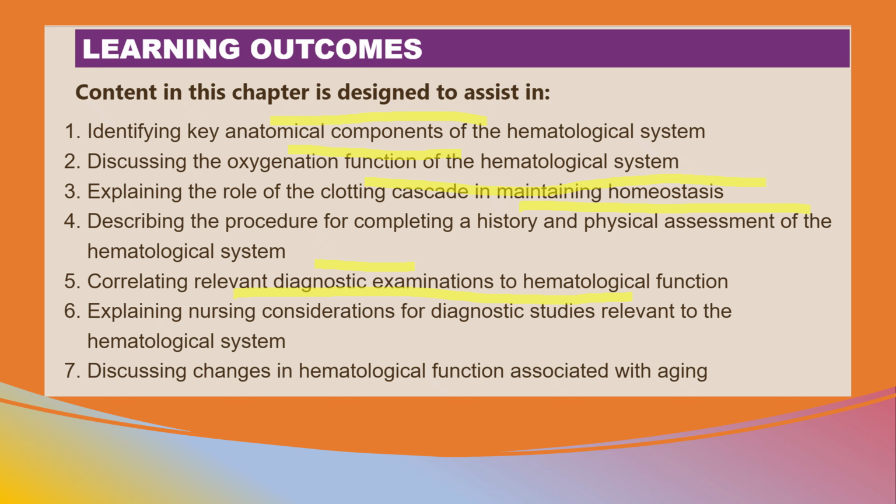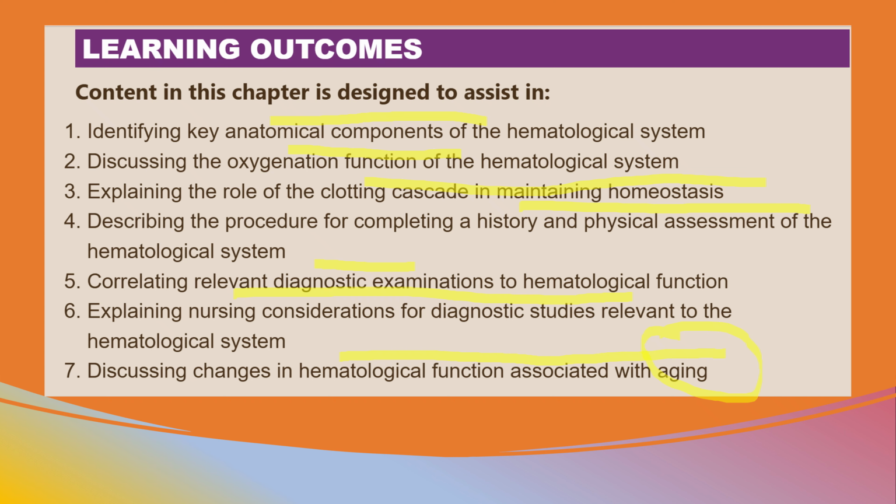The last we have discussing changes in hematological function associated with aging. So the same, it's in diagnostic, but it's age related. Here we have aging decreased bone marrow reserve, reduces stem cell production, and affects immune response.